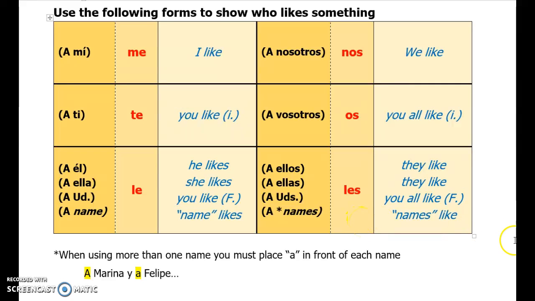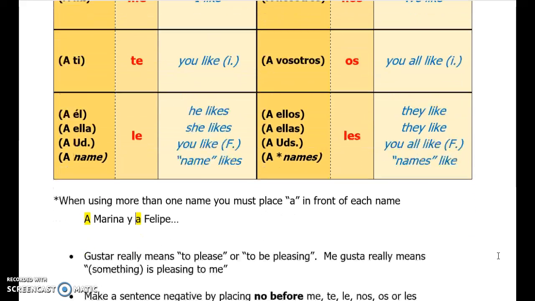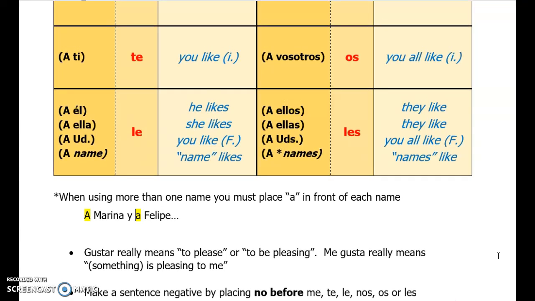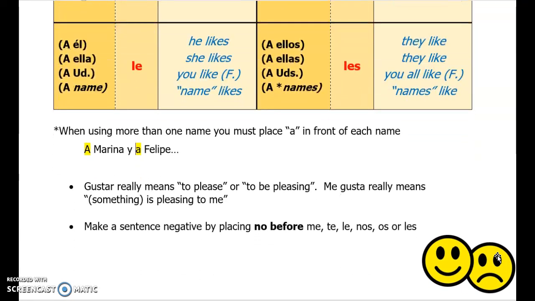But as I said, it doesn't really mean I like something. Me gusta is not really I like. It's a little strange sounding to us in English, but gustar really means to please or to be pleasing. So what you're really saying is that, for example, me gusta la pizza is pleasing to me. Not that I like the pizza, pizza is pleasing to me. We're going to show that a little bit when we do some examples.